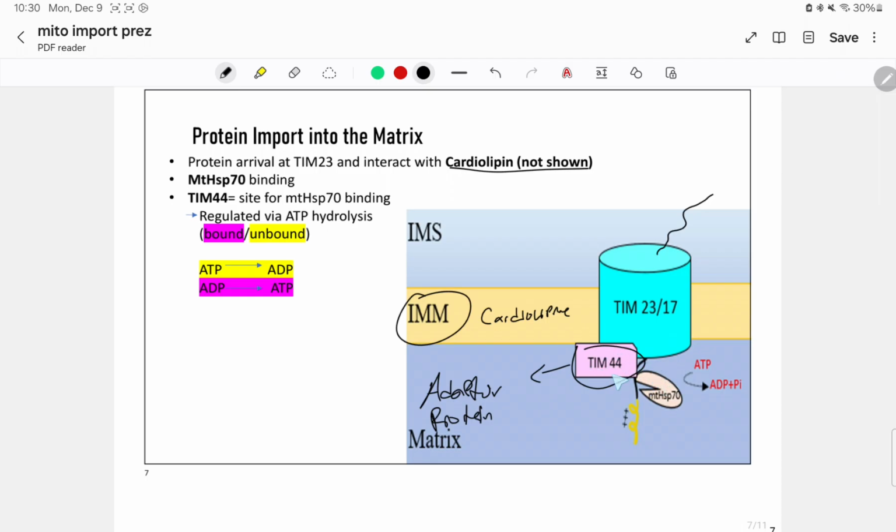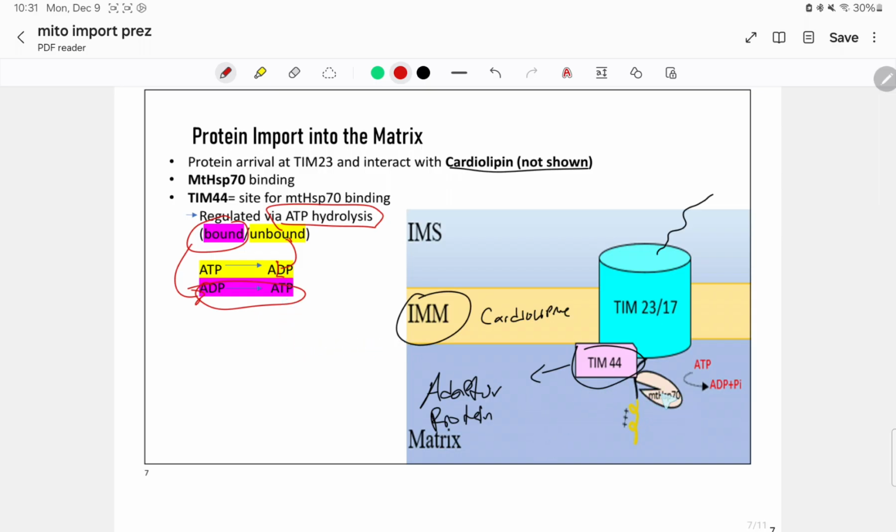Now, this process of binding to TIM44, or what we call latching to it, okay, is ATP dependent. Okay, so it's regulated via ATP hydrolysis, as shown right here. Okay, so when it is bound, it is recruiting ATP. But when it's unbound, okay, it's actually taking ATP and hydrolyzing it. So again, when it is bound to TIM44, this is the configuration that it has in regards to ADP. And when it's unbinding, this is the configuration that it has, okay?